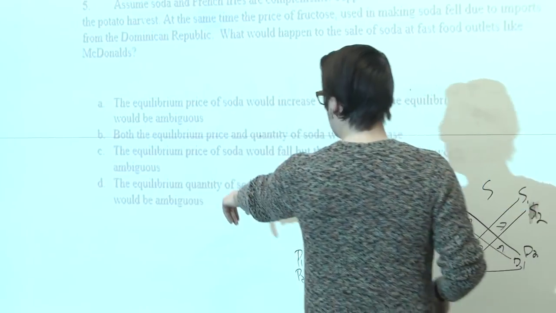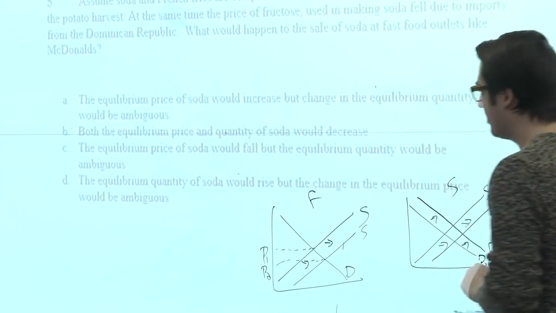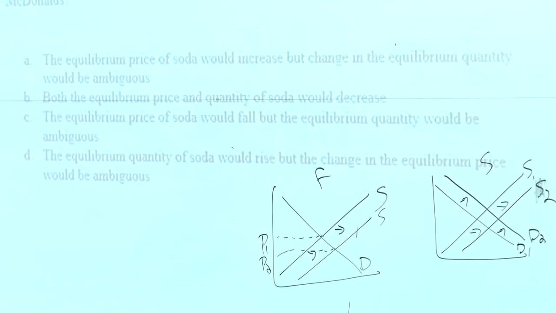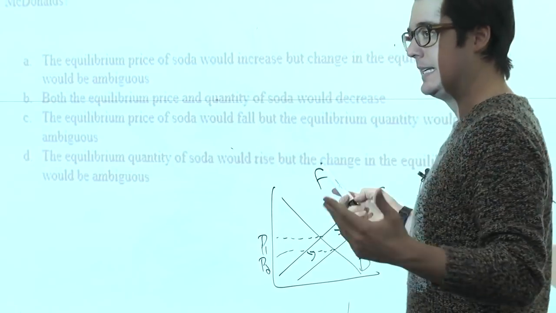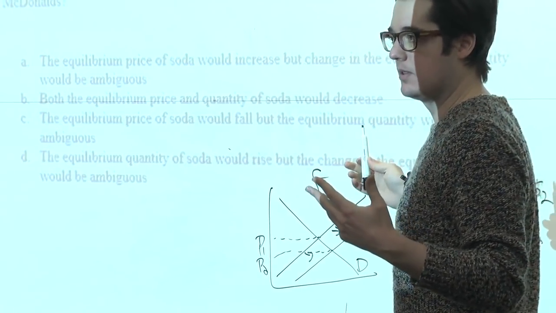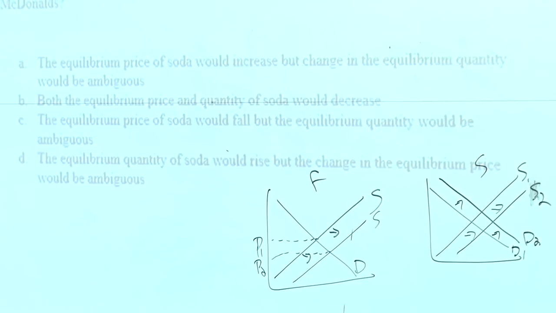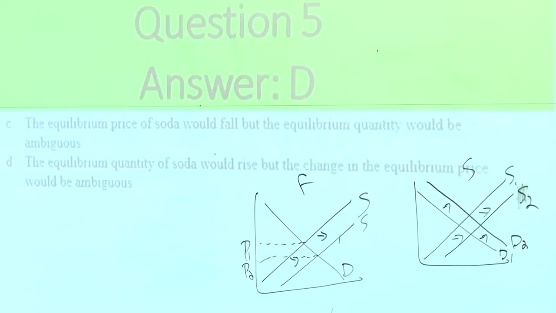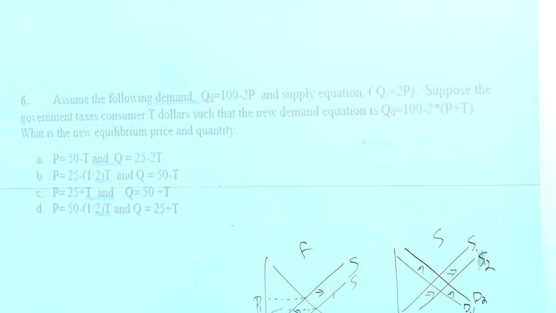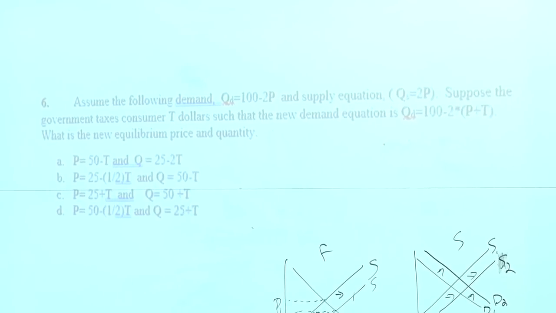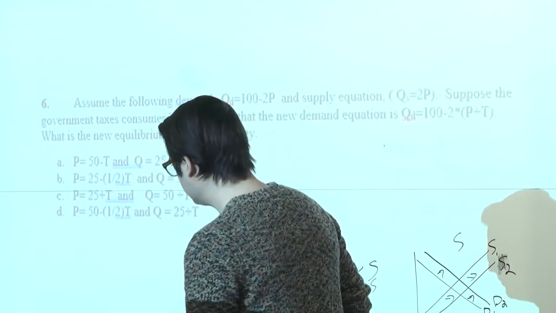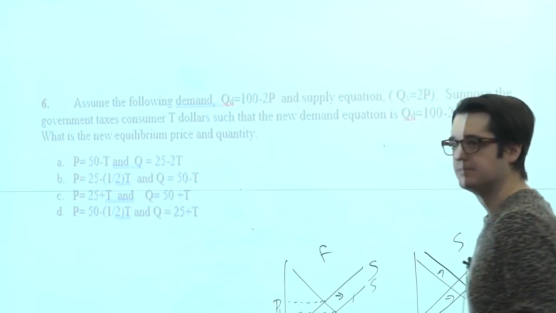Okay, so the answer is going to be D. The equilibrium quantity of soda will rise, but the change in the equilibrium price is ambiguous, right? We can't say with the given information. Any questions? We okay?